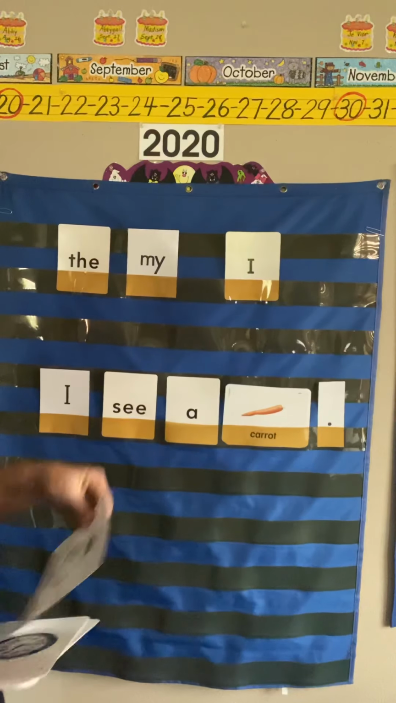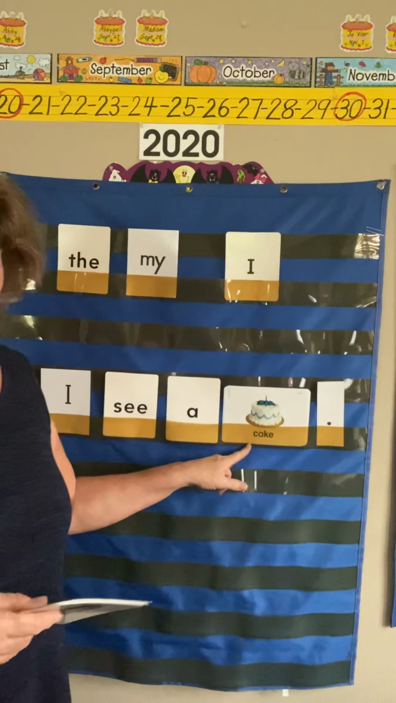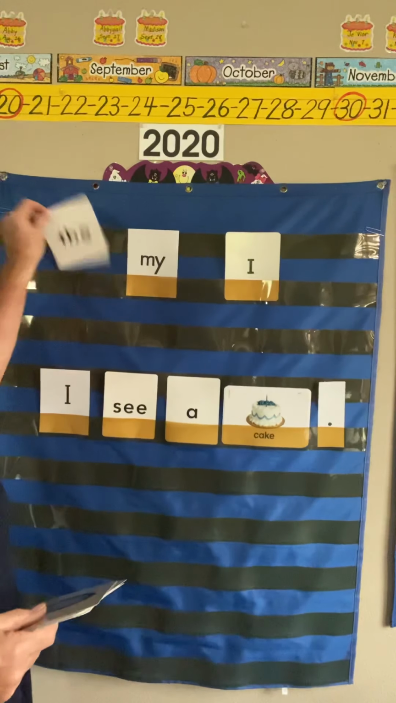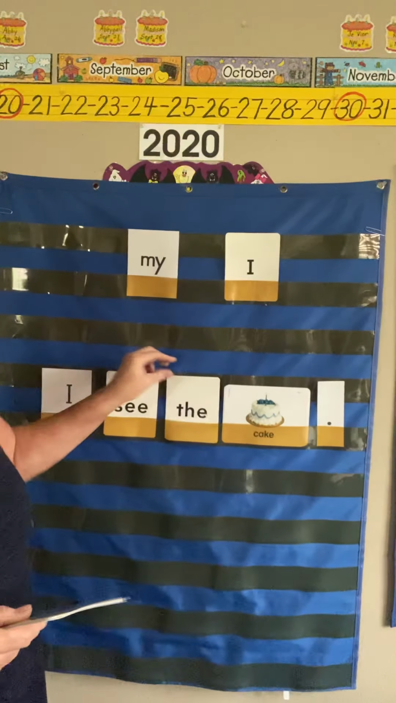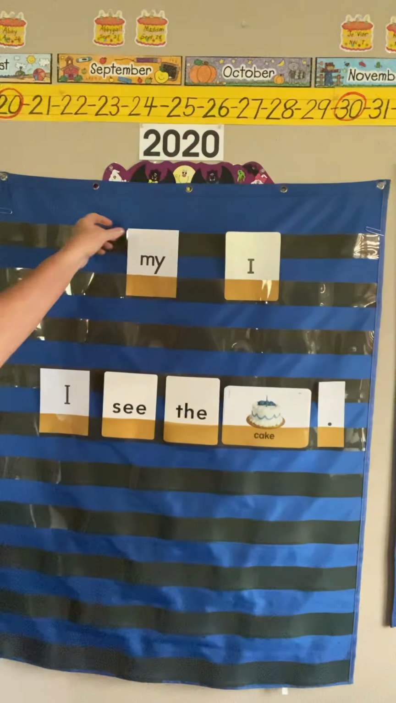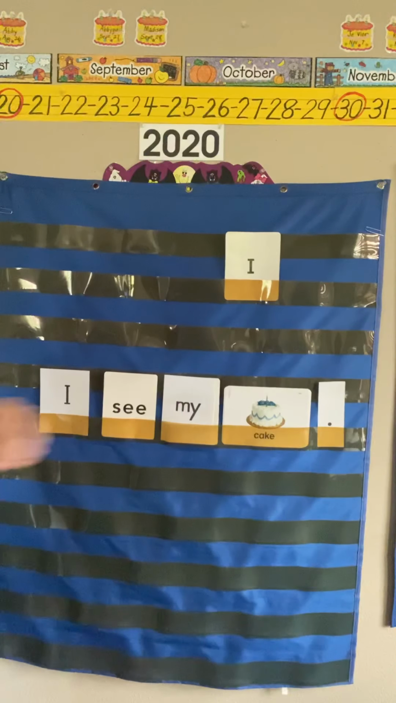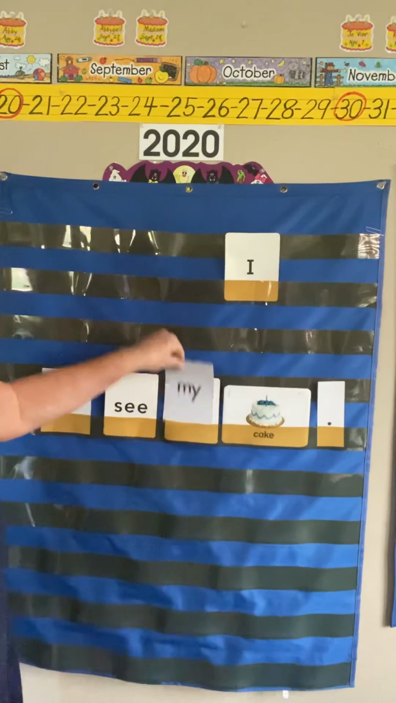Okay, ooh, you're gonna like this one. I see a cake, or I see the cake. Now, you would use those words if you don't know whose cake it is. You're just maybe at a restaurant or at the bakery and you see a beautiful cake. You'll say, I see a cake. But if it's your birthday and it's your cake, you would say, I see my cake. My shows possession. It means it belongs to you.